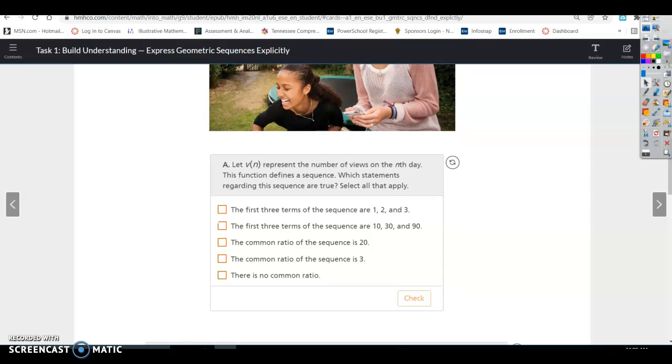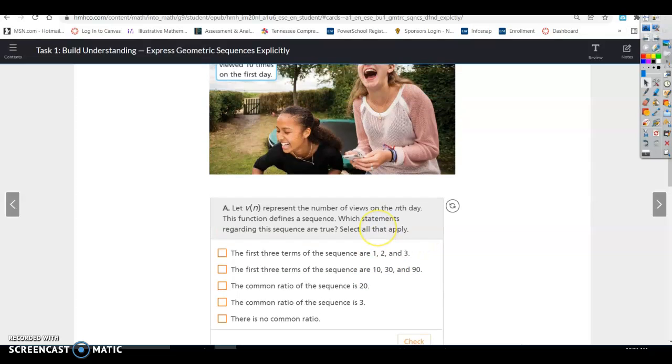And the first question says, let V of n represent the number of views on the nth day. This function defines a sequence. Which statements regarding the sequence are true? Select all that apply. So it says the first 3 terms of the sequence are 1, 2, 3. The first 3 terms of the sequence are 10, 30, and 90. So this one seems more reasonable.